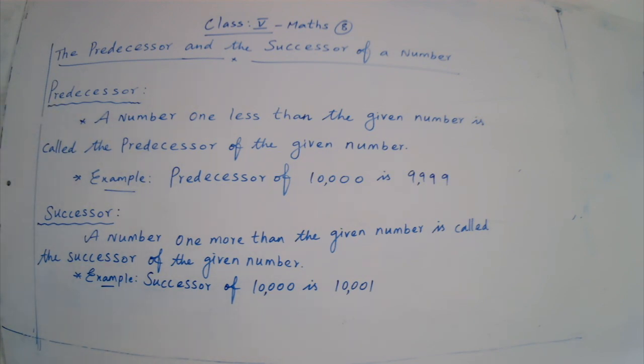Predecessor means the number that comes just before a given number. The number that comes just before a given number is called its predecessor. We can get the predecessor of a number by subtracting 1 from it.